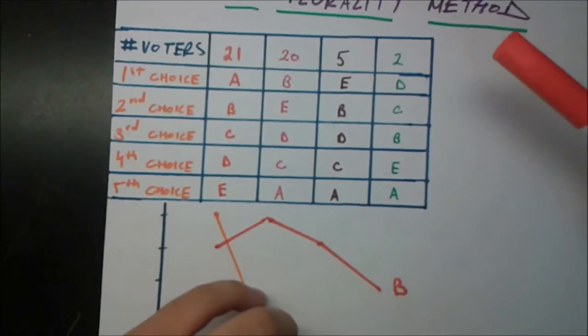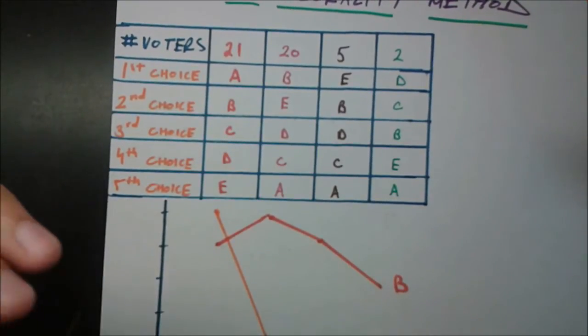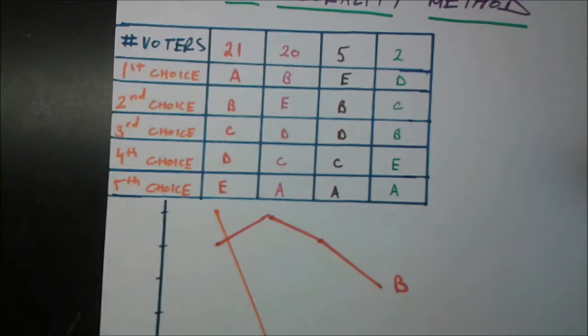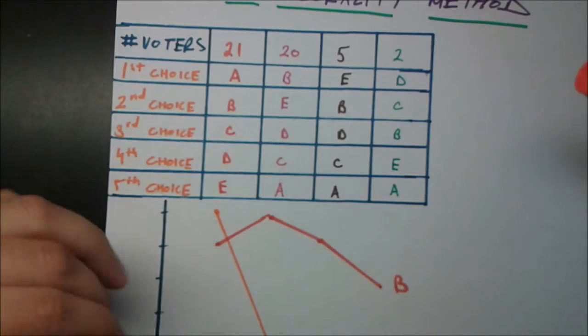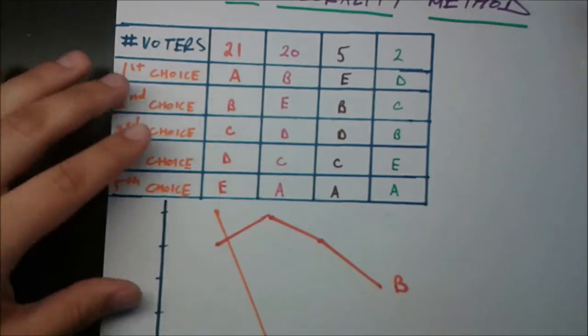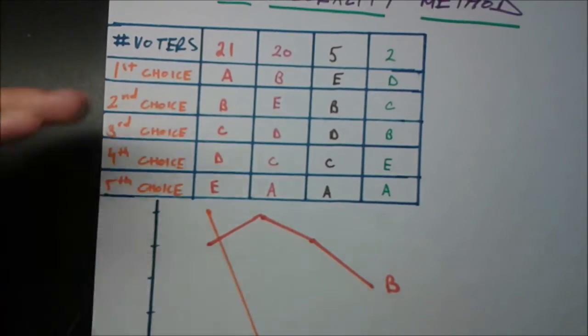So we see that if we look at all the data and we ask people to vote not just their first choice, but to rank their choices, we see a much better, much clearer picture. And that's what math is all about: gathering as much information as possible so we can make the best possible choice. So now let's talk a little bit about why this happened.